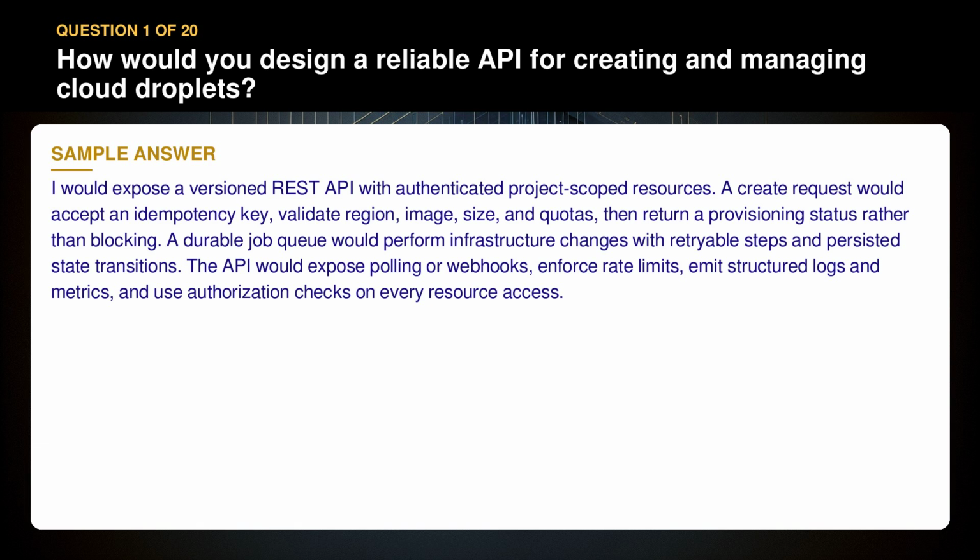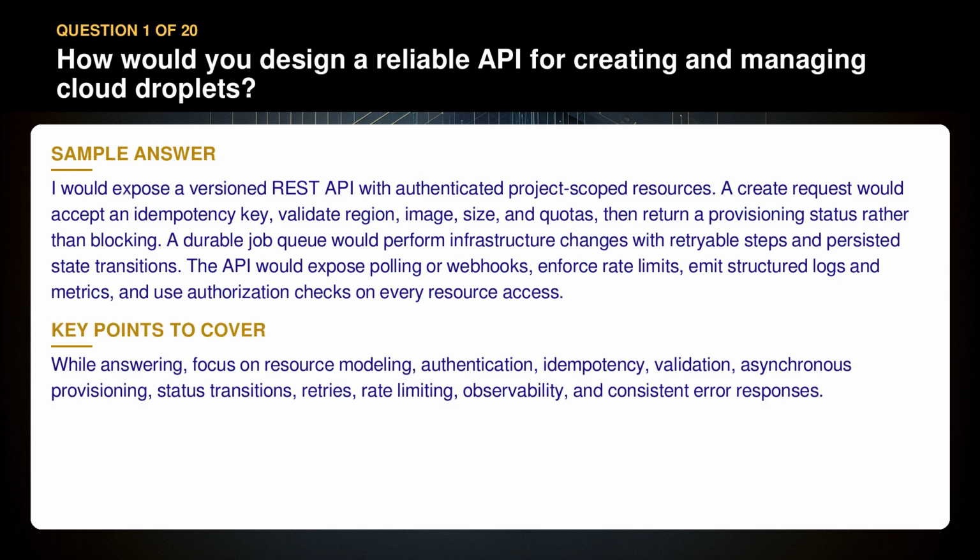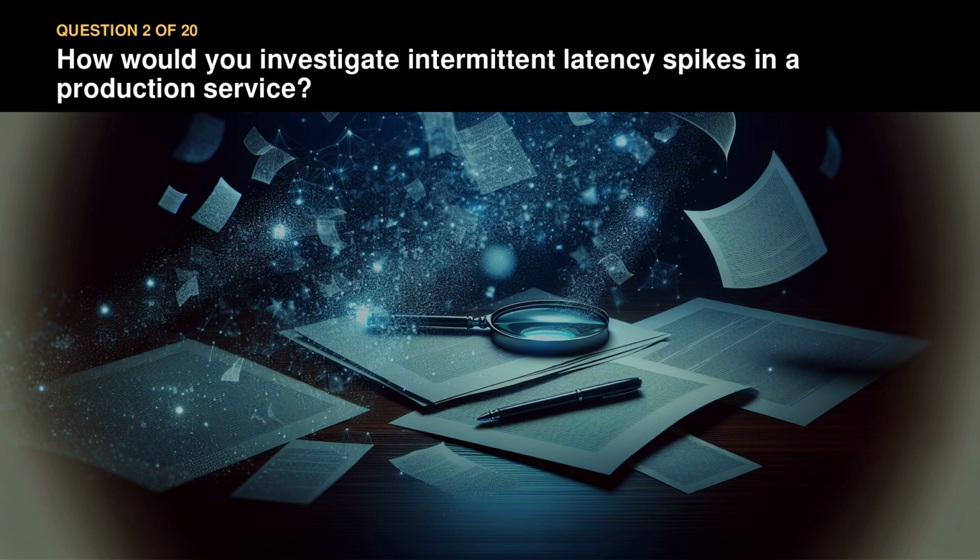The API would expose polling or webhooks, enforce rate limits, emit structured logs and metrics, and use authorization checks on every resource access. While answering, focus on resource modeling, authentication, idempotency, validation, asynchronous provisioning, status transitions, retries, rate limiting, observability, and consistent error responses. Question 2.